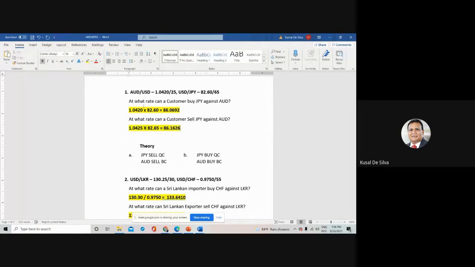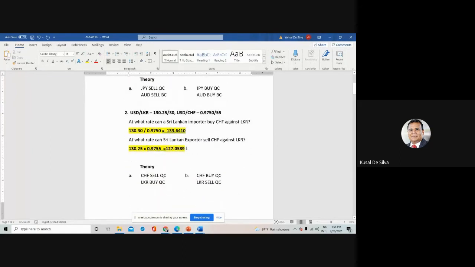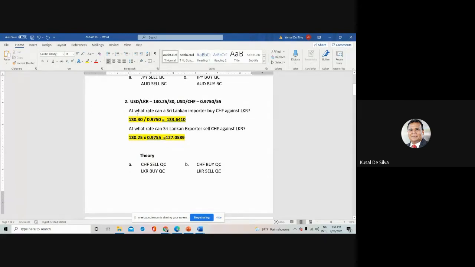Likewise, always try to understand the theory, then calculations can be done. For the second one: at what rate can a Sri Lankan importer buy CHF against LKR? An importer needs to buy foreign currency to import goods. Then he has to give LKR, the Sri Lankan rupee, and buy CHF. Here CHF is the quoted currency. Understood? CHF is the quoted currency.